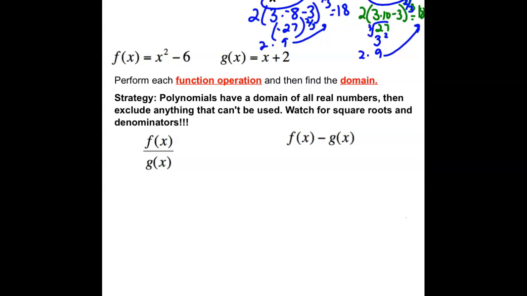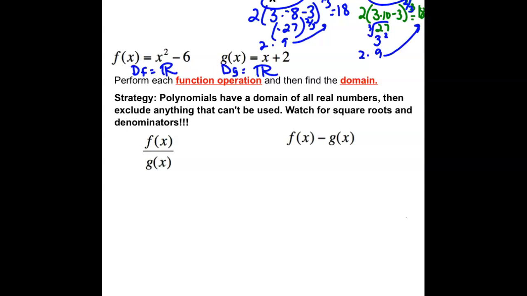And watch for denominators, because we can't have a 0 for a denominator. All right, so initially we have x squared minus 6, basic polynomial. Domain for function f is all real numbers. Same with g, basic linear polynomial. So domain for g is also all reals. So we don't have any restrictions right now.